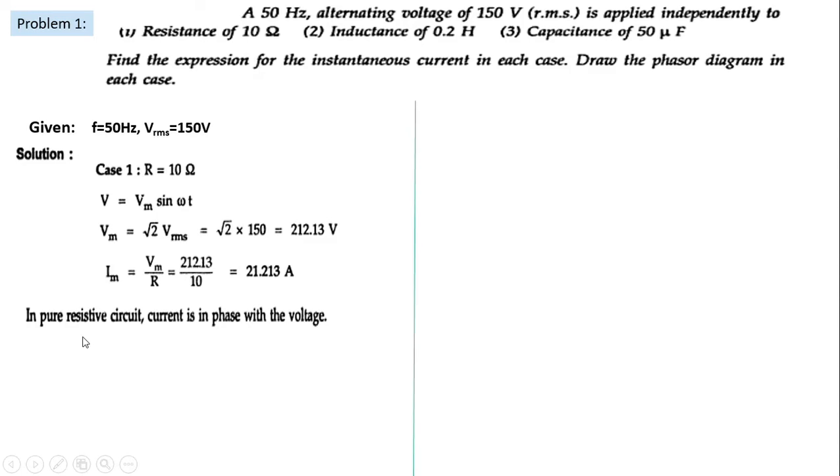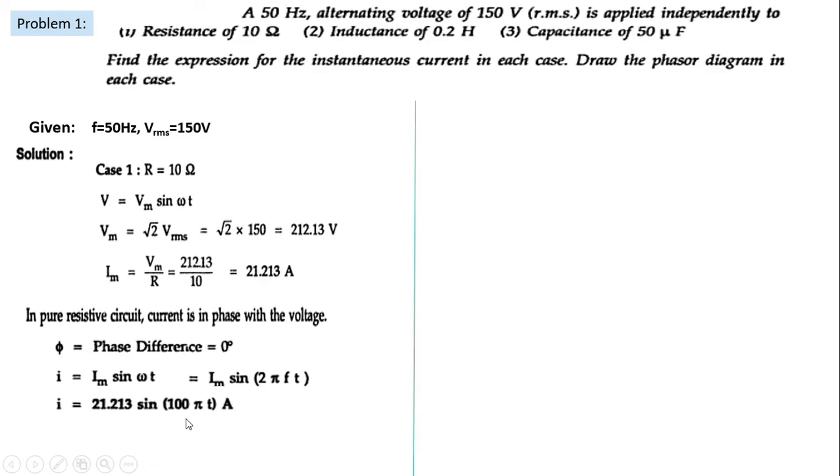In pure resistive circuit, current is in phase with the voltage. So phase difference is equal to 0 degree. And instantaneous value of current equation is I is equal to Im sin omega t. Now substitute the value of Im, that is 21.213. Instead of omega, we can write 2 pi f, that is 2 into pi into 50, because the value of f is 50. So 2 into 50, 100. So value of I is equal to 21.213 sin of 100 pi t amps.